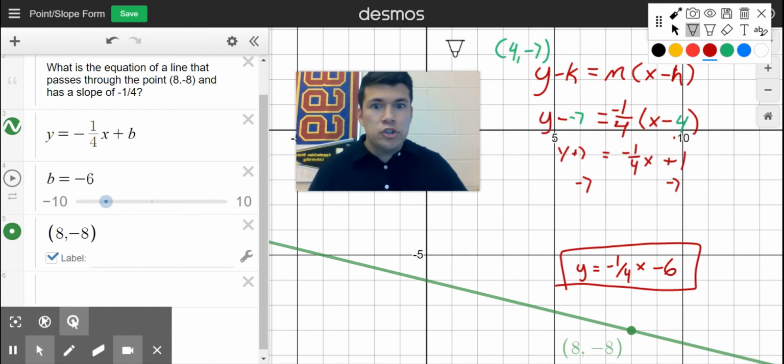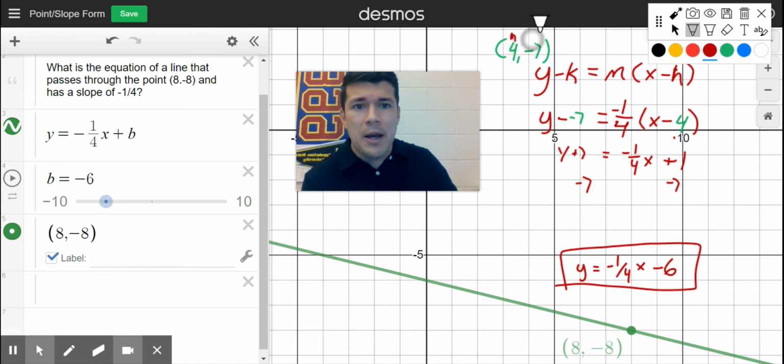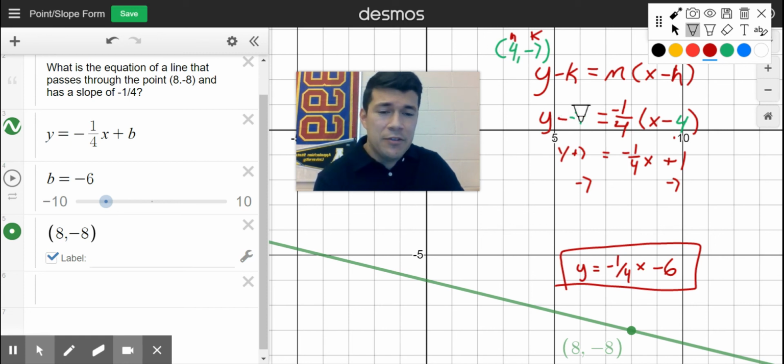So this line also contains the point (4, -7). Again, 4 is going to be my h, while -7 is going to be my k value. So let's get right to it. y minus -7 equals -1/4 times x minus 4. All I did was substitute -7 and 4. I did it color-coded, so hopefully that helps out.